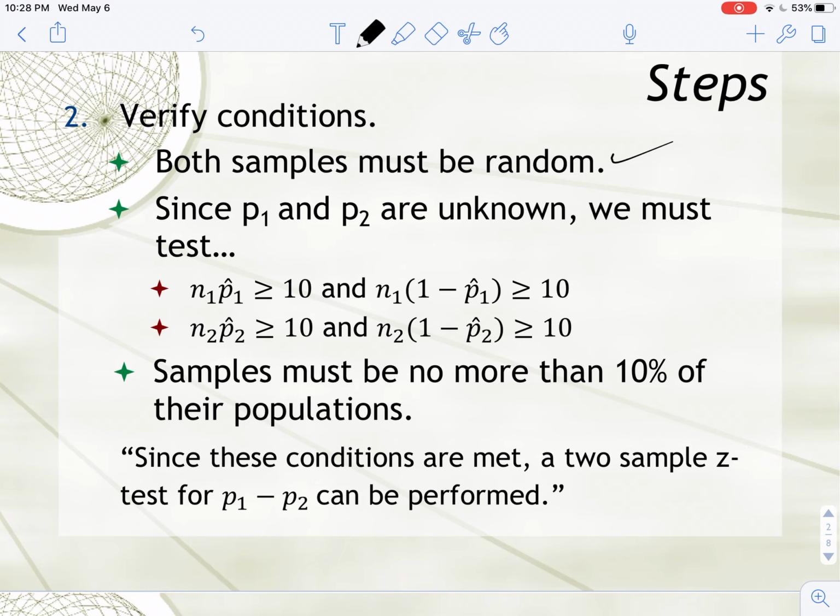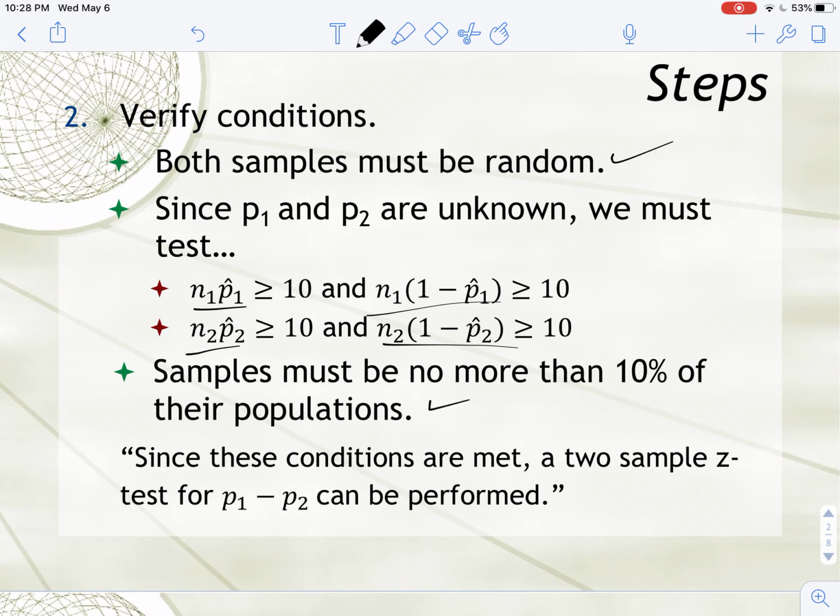Okay, second set of conditions is about a normal sampling distribution. So there's 4 numbers you have to check: n1 times p hat 1, n1 times 1 minus p hat 1, n2 times p hat 2, and n2 times 1 minus p hat 2. Again, all of those need to be greater than or equal to 10.